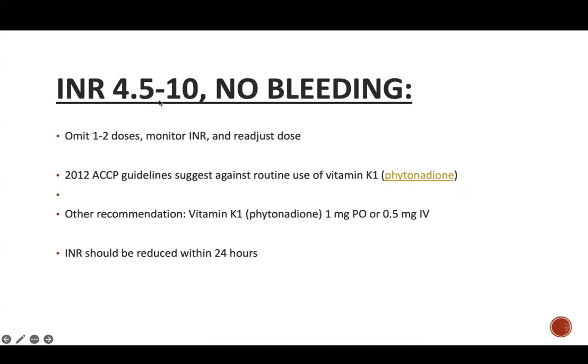Suppose the INR is between 4.5 and 10, but there is no active bleeding. You do not need any blood transfusion. You can just omit 1 or 2 doses, then recheck the INR and readjust the dose, decreasing it. That will be sufficient. The 2012 guidelines suggest against routine use of vitamin K. If there is no bleeding and the INR is between 4.5 and 10, you need not routinely administer vitamin K. On stopping the drug for 1 or 2 doses, the INR will get normalized.